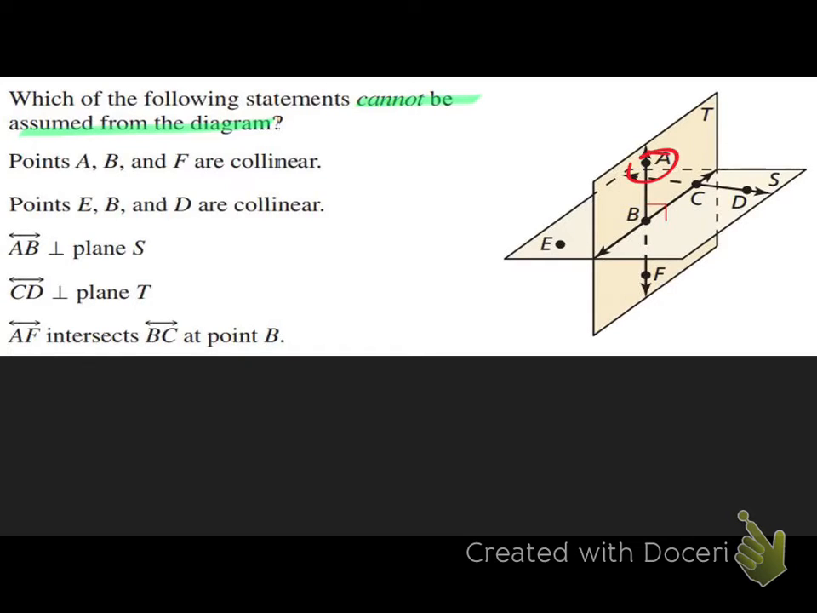So we got A, B, and F are collinear. Do we agree? Yes. We do. So we're going to leave it alone. We only want to highlight or circle, whatever, the ones that cannot be assumed. If it bothers you that we're just moving on, you could put a little check mark so that you know you've read it. But we want to figure out which ones cannot be assumed. We've got E, B, and D are collinear. What do we think? No. It's a no. So we're going to highlight it. It cannot be assumed from the diagram.